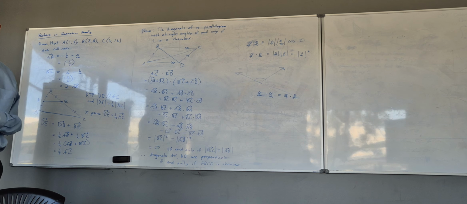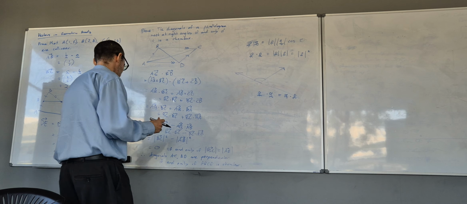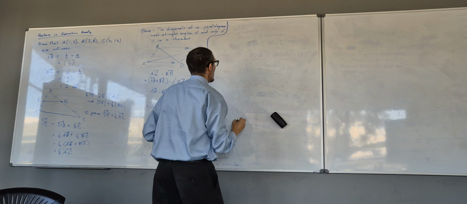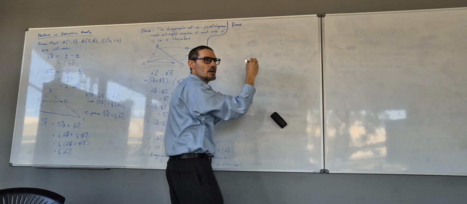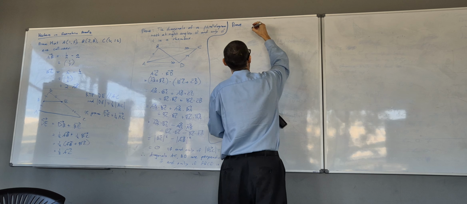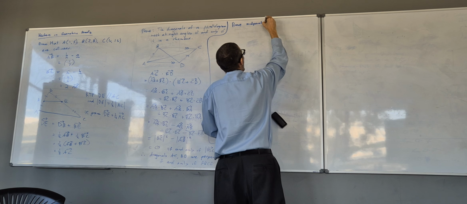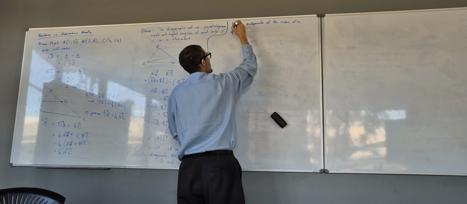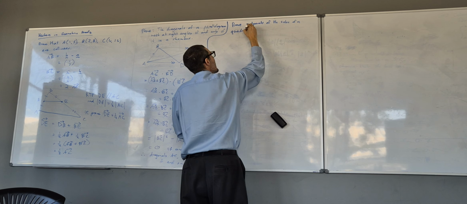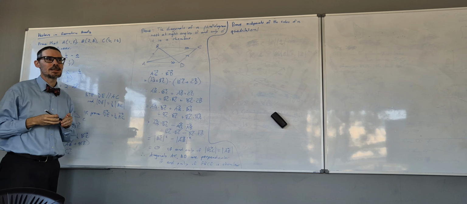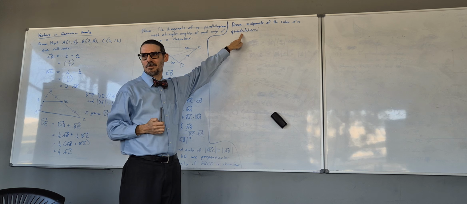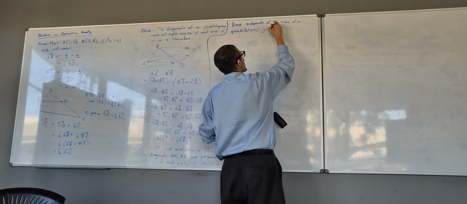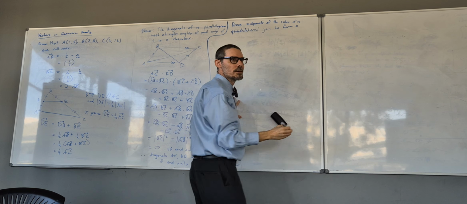Next one. Prove the midpoints of the sides of a quadrilateral joined to form a parallelogram. Pay attention to what kind of shape we're talking about. One of the mistakes your Year 12 textbook makes is it assumes it's a parallelogram. It's not, it's a general quadrilateral. So midpoints of the sides of a quadrilateral, join to form a parallelogram.